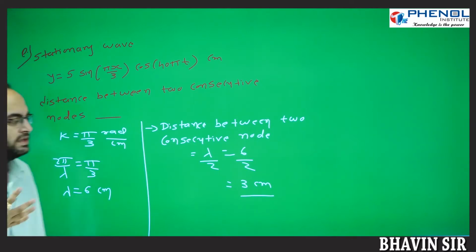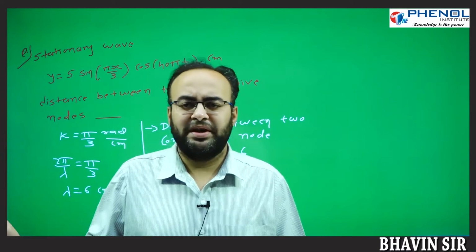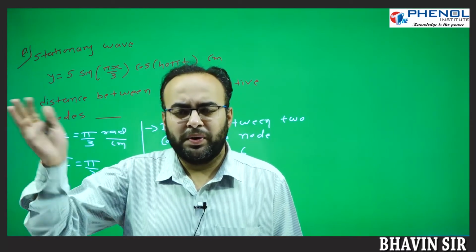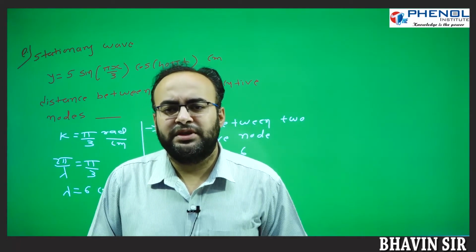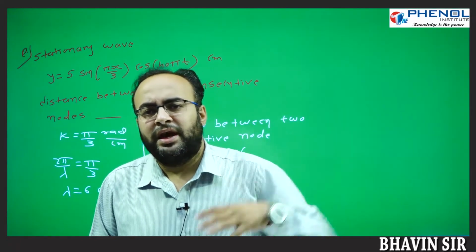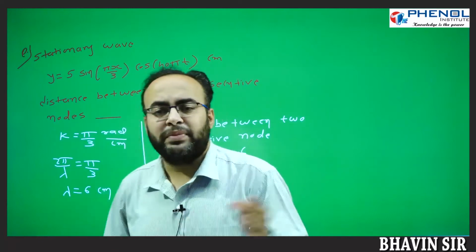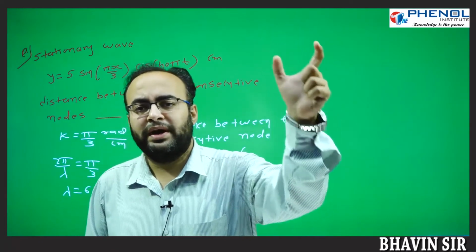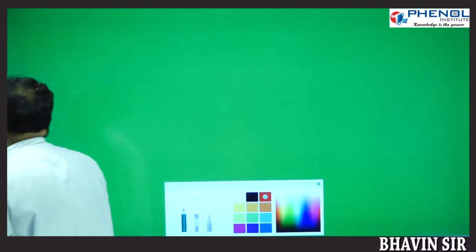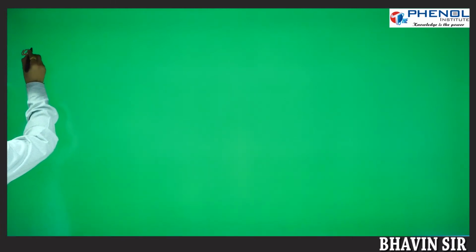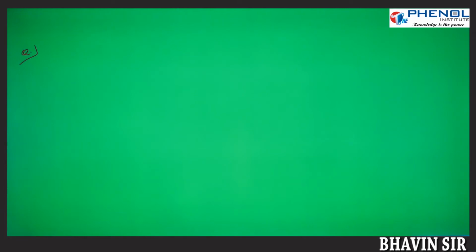So we discussed the position of node, n lambda by 2, and the position of antinode, (2n minus 1) lambda by 4. Node means amplitude becomes 0 and antinode means amplitude becomes maximum. The amplitude for a stationary wave is 2a sin kx. Now next, students, we want to find the frequency of the stationary wave.